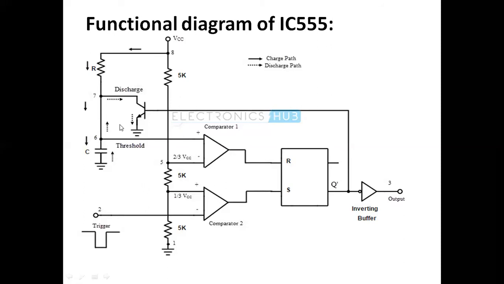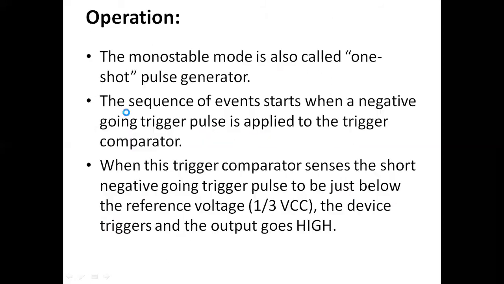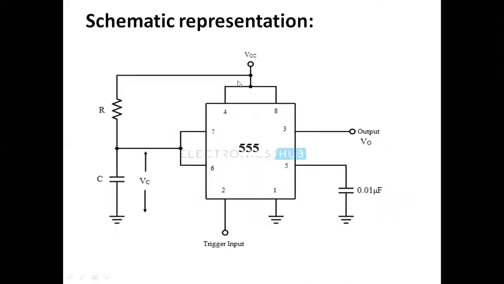In order to make the 555 timer act as a monostable multivibrator, here we are connecting two components, R and C. So R is connected to pin 8 and C is connected to ground. That means R and C are connected as shown in this figure. R is connected to pin 8 or pin 4 and C is connected to ground, obviously.